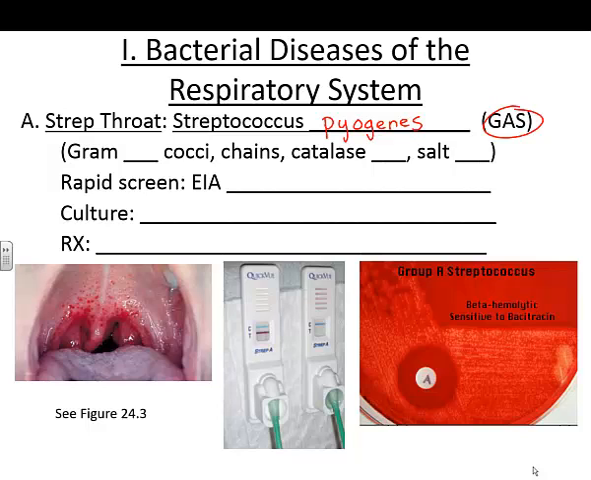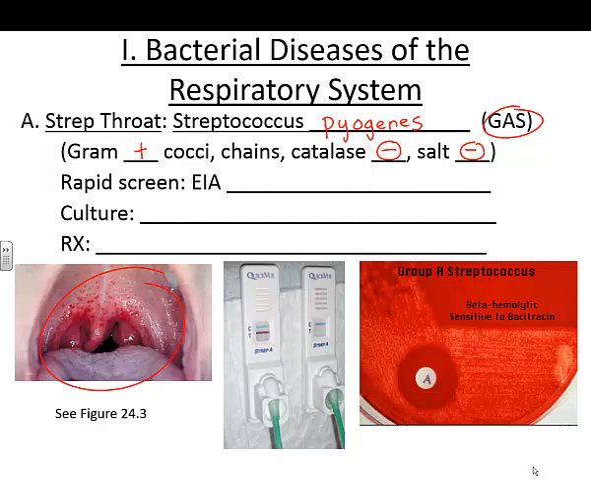Students should recall that all streptococcal species are gram-positive cocci in chains. In contrast to staphylococcal species, strep species are catalase negative and won't grow on salt agar. If a patient presents with a history of fever and an extremely sore and red throat, as seen here, the clinician will certainly want to rule out strep.